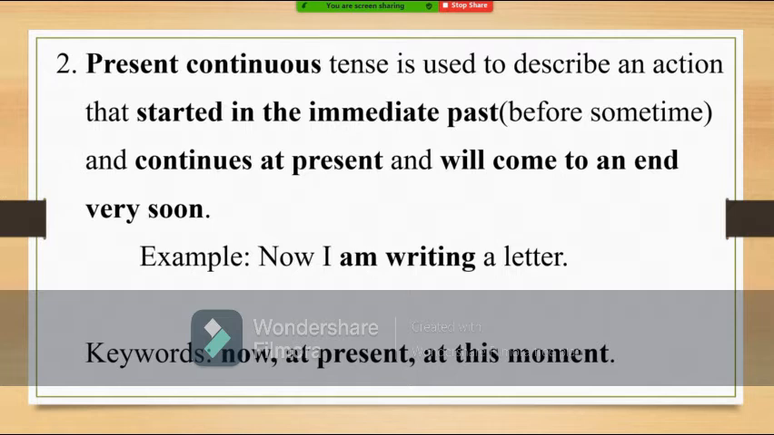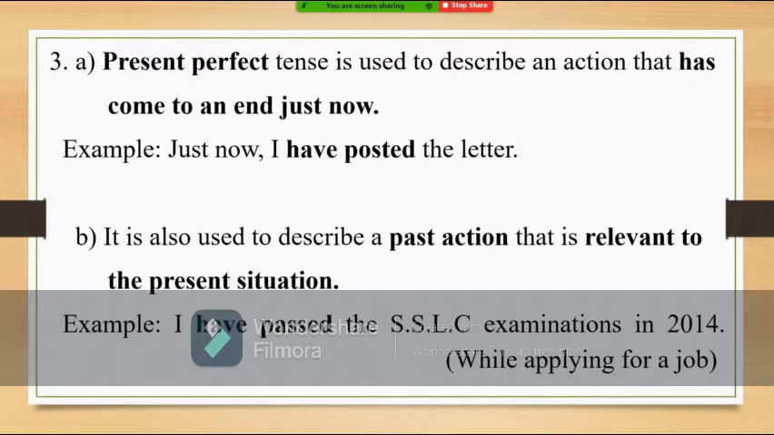Now let us see the third tense, that is present perfect tense. Present perfect tense is used to describe an action that has come to an end just now. Just now it has come to an end. For such type of action, you can use present perfect tense.